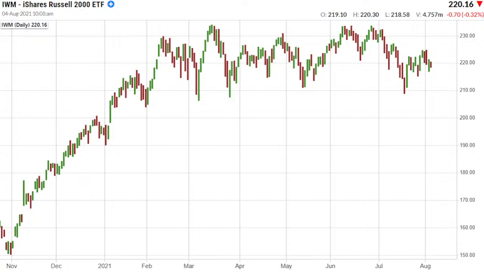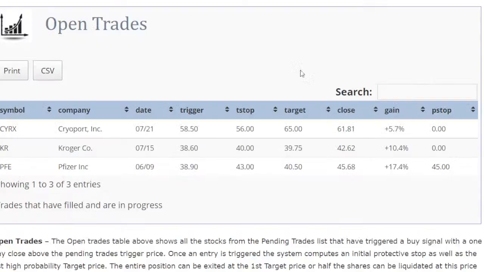So anyway, what I thought we would do is jump into the open trades here. Let me get those up on my screen. There we go. So we have 3 open trades, right? And by the way, this top one here, this CYRX is going to get closed at the open tomorrow, because they're coming out with earnings tomorrow after the bell. So just want to let you know that.